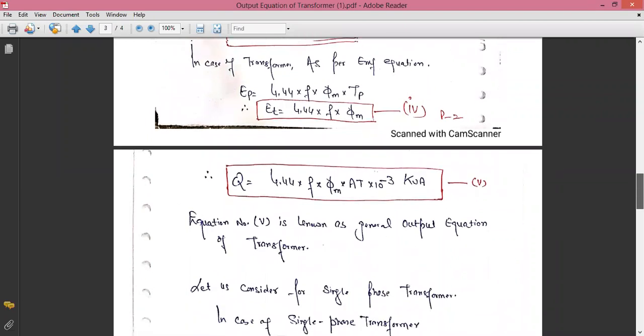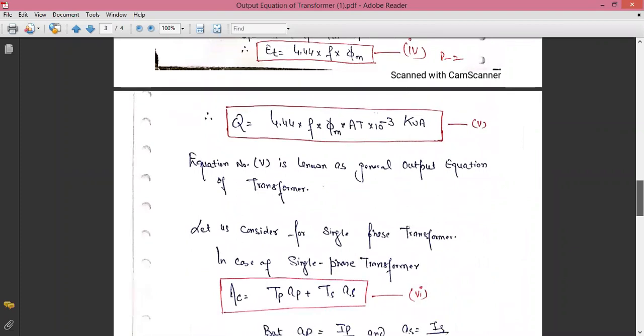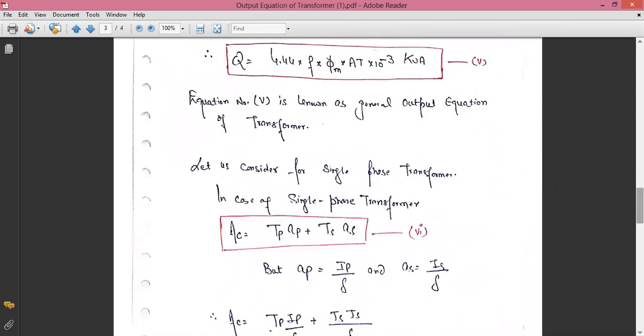Let us consider a single phase transformer. In case of a single phase transformer, we have the equation Ac = Tp Ap + Ts As. Now Ac means area of the copper. Copper lies only in the primary side and the secondary side for the winding purpose. So what is the total copper area? Total copper area means number of turns on the primary side times the area of the primary winding, plus Ts As, where Ts means number of turns on the secondary side and As is the area of the secondary winding. So you have Ac = Tp Ap + Ts As. We have equation number 6.